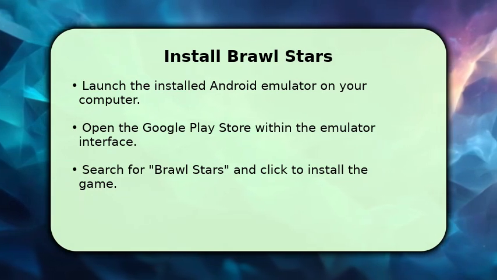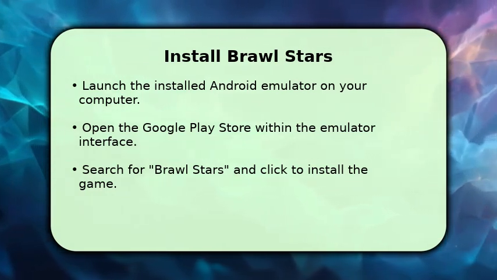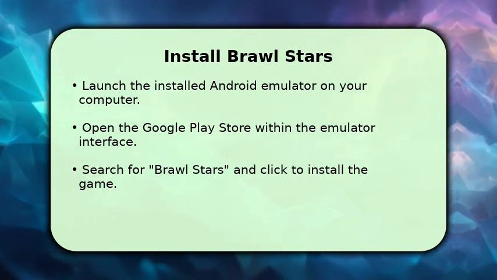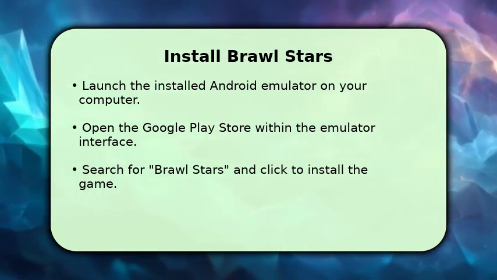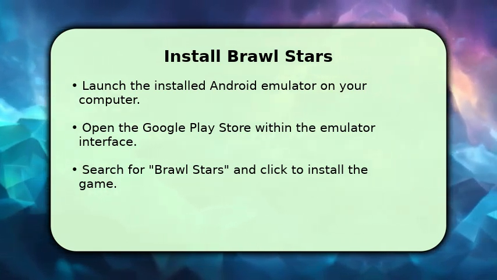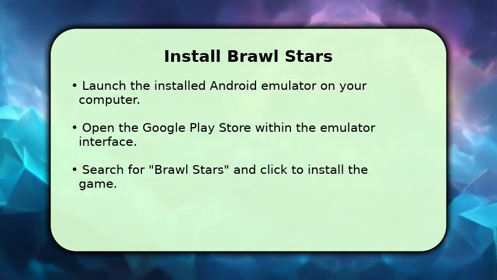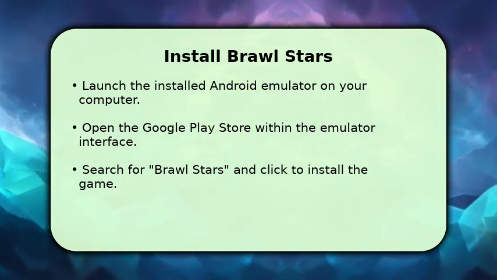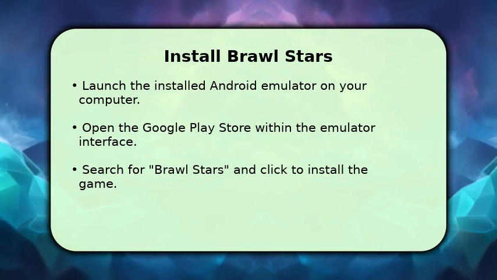After successfully installing your emulator, launch it from your desktop. You'll see an interface that mimics an Android tablet or phone. Locate and open the Google Play Store just as you would on a mobile device. Use the search bar to find Brawl Stars, then click the Install button. The game will download and install directly into your emulator, preparing it for play.